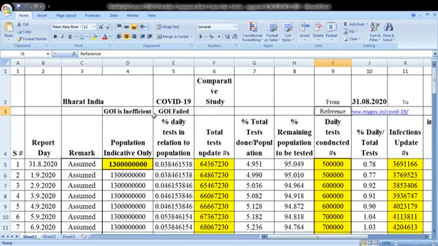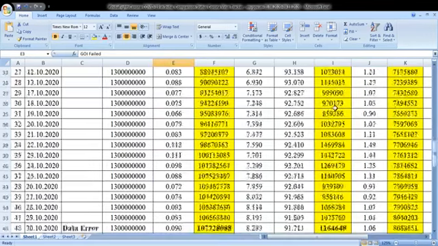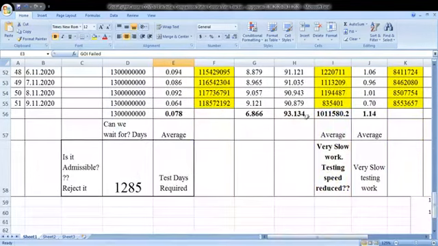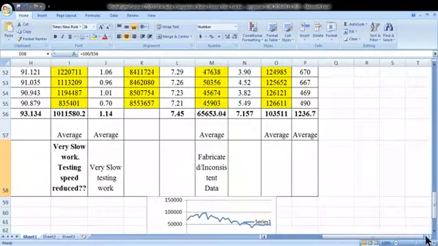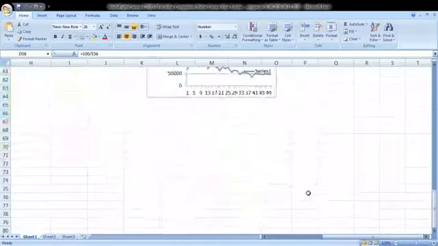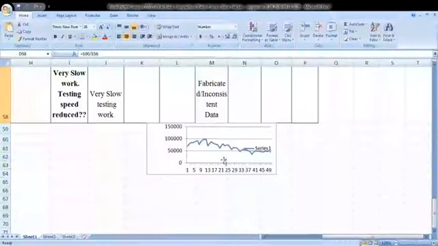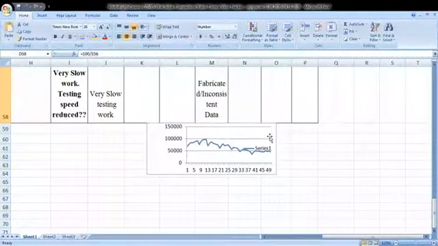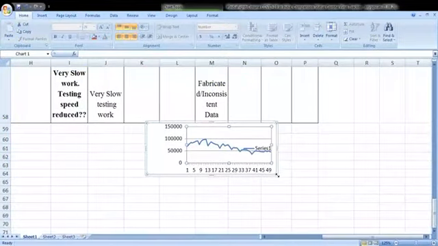Actually, the government of India failed, I can say. And you have seen some other comments here as well. What it says is that 1285 is the minimum time required, based on this average given here. And you are finding a chart here also. I can explode this chart so that you can understand what it is.